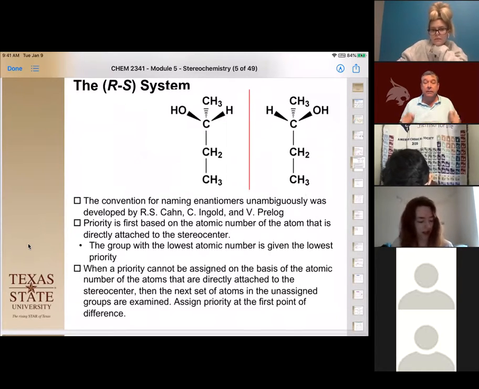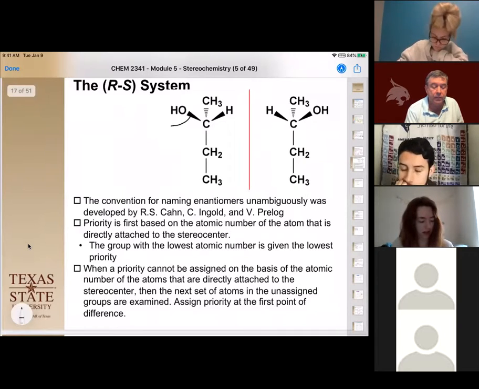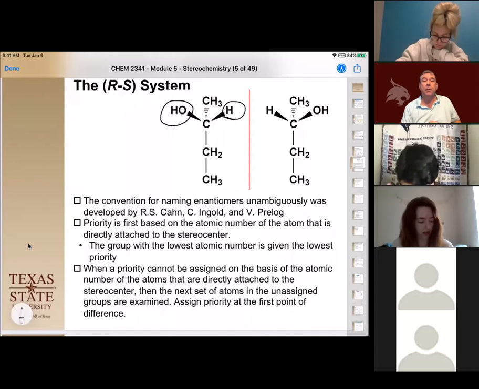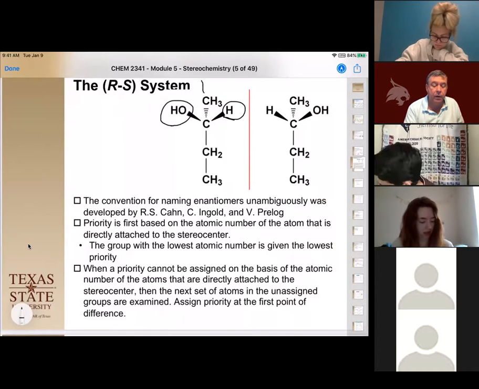However, most of the time we end up with a situation like we have here. We have oxygen here, which is atomic number 8. We have hydrogen here, which is atomic number 1. And we have 2 carbons, both atomic number 6.